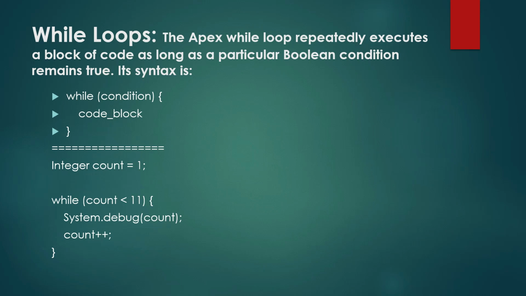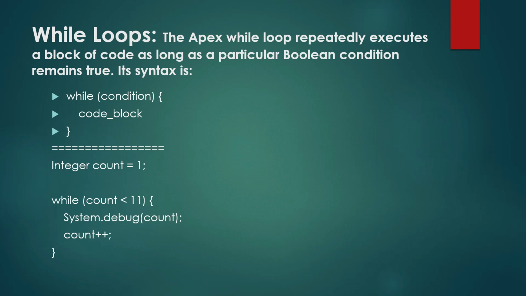While loop. The Apex while loop repeatedly executes a block of code as long as a particular Boolean condition remains true. Its syntax is this. So while condition, the difference is it will check the condition first, then the code block. So if the condition is not true, it will not enter the code block. So for example, integer count 1, while count less than or equal to 11, system.debug count and incrementing count plus plus.